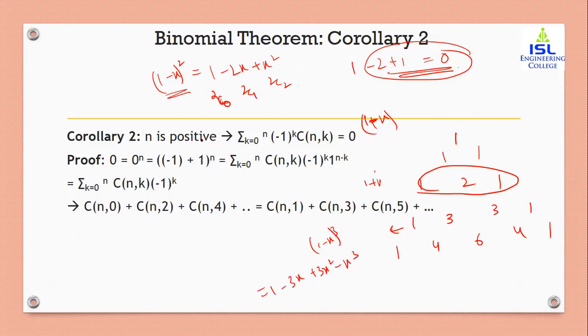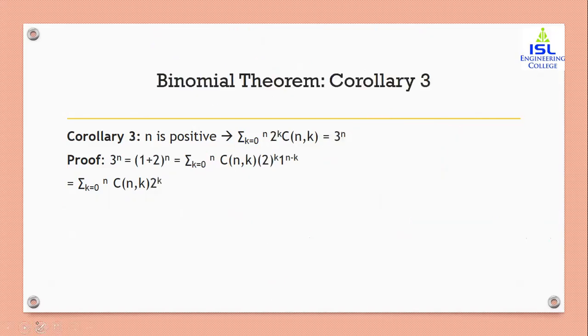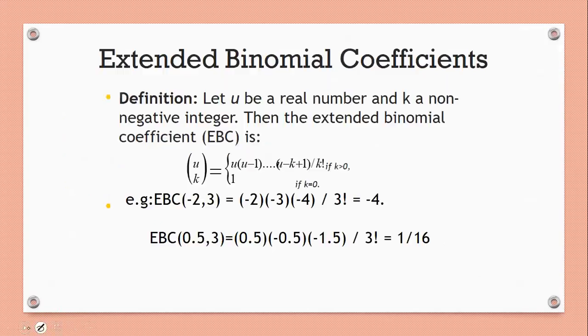So basically, whenever we have a negative sign in our formula of (1 + x)^n, where x is negative, then the summation of all your coefficients will be 0. Then by the binomial theorem, for k equal to 0 to n, if we are multiplying with 2^k nCk, then it is equivalent to 3^n. This is just a corollary; if you do a problem, you will get the following result in such a way.